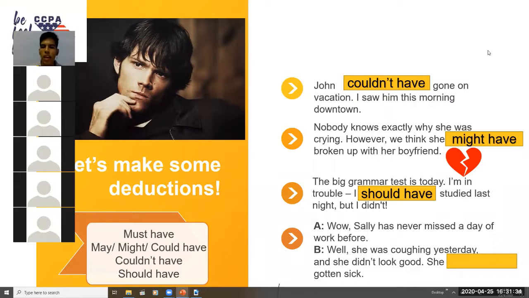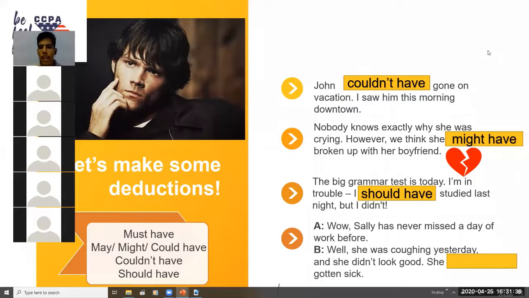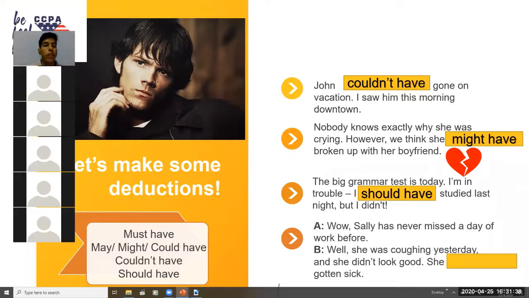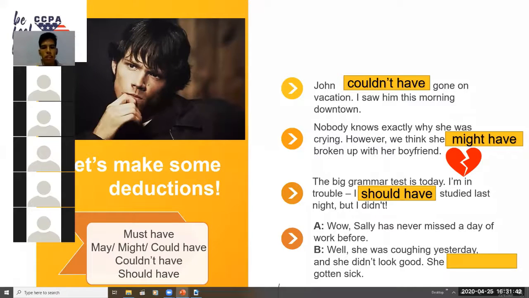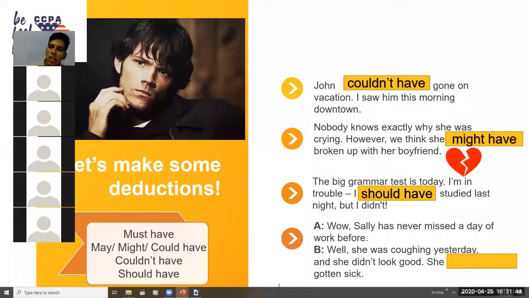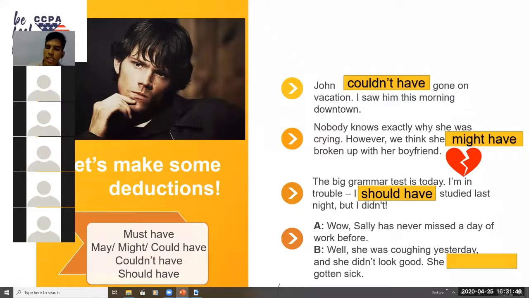And the last one, we have a mini conversation. Wow, Sally has never missed a day off work before. Well, she was coughing yesterday, right? And she didn't look good. So what happened?